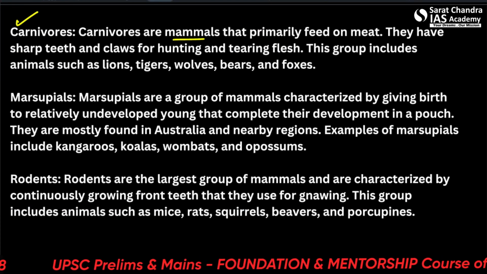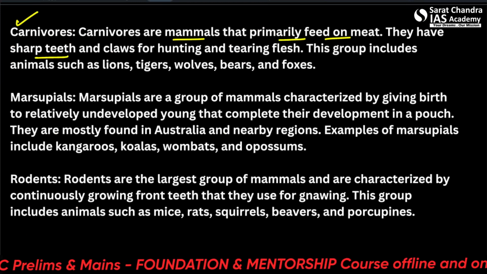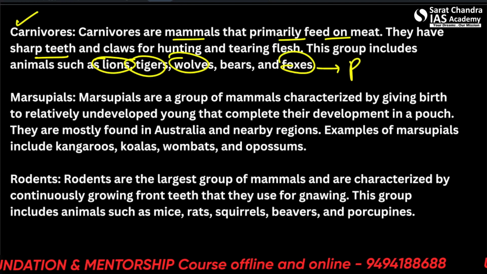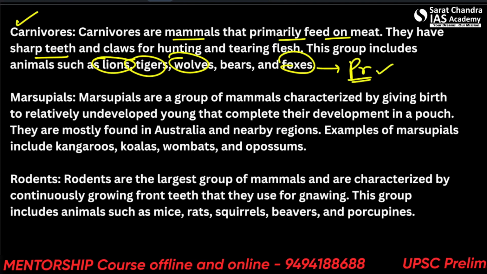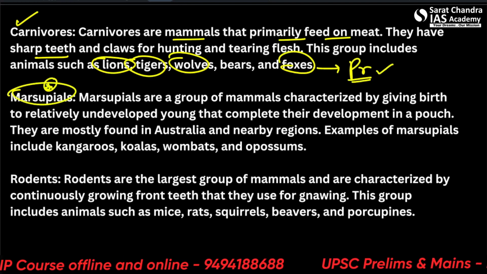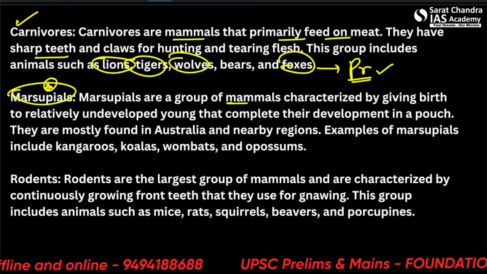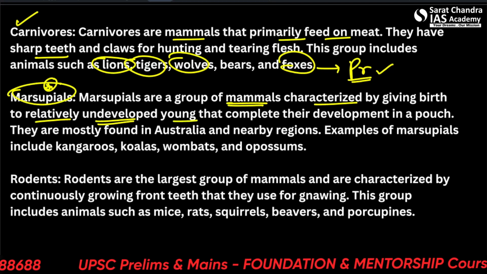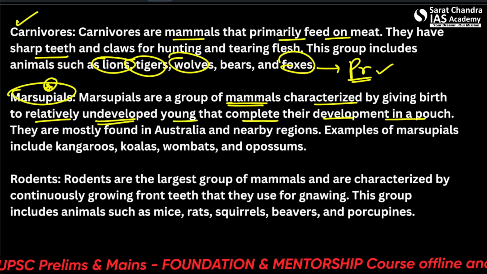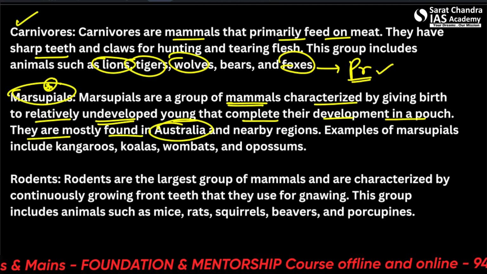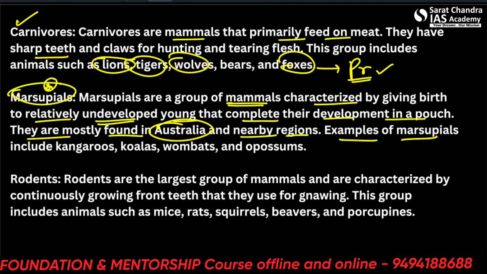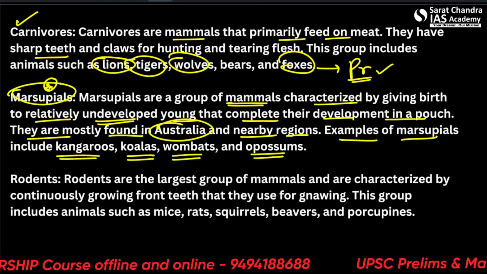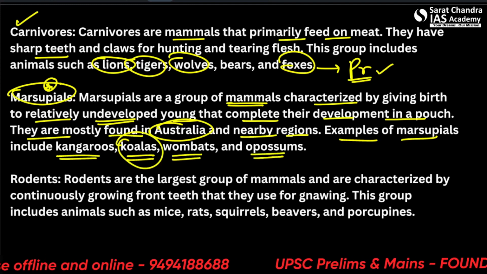Then there are carnivores. Carnivores are mammals that primarily feed on meat. They have sharp teeth such as lion, tiger, wolves, bear and foxes. They are considered the predators in the food chain. Then we talk about the marsupials. This came as the question. So marsupials are a group of mammals characterized by giving birth to relatively underdeveloped young that complete their development in a pouch. They are mostly found in Australia and nearby regions. Examples of marsupials include kangaroos, koalas, wombats and opossums. The koalas, we have seen a lot of them in the Americas.